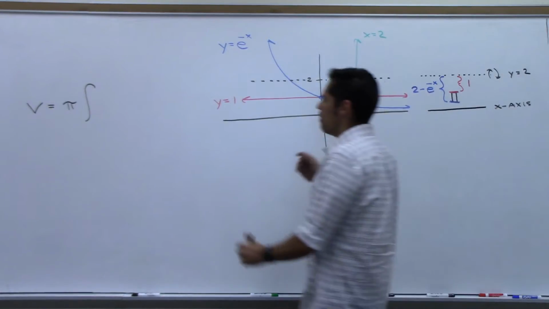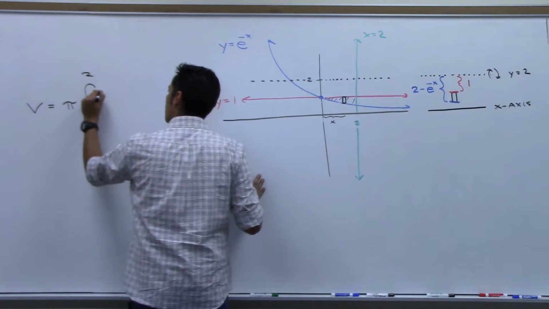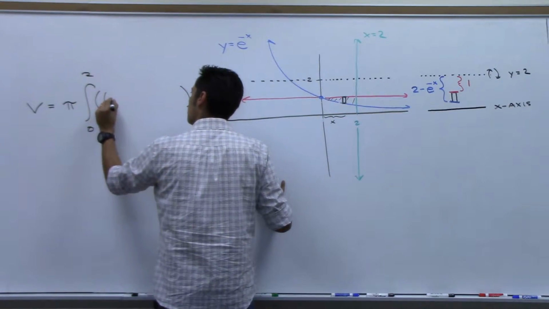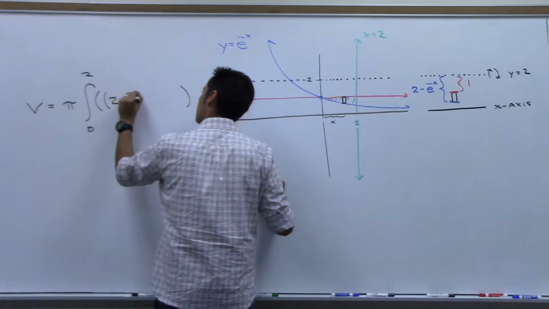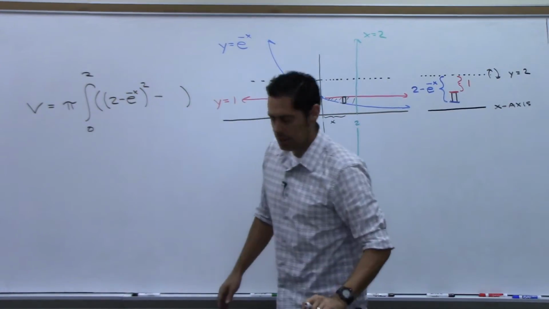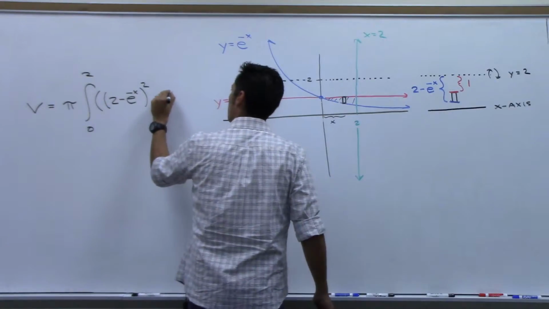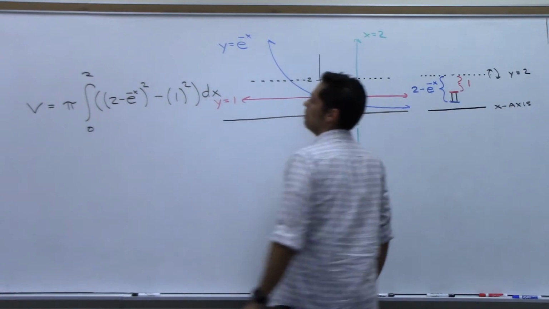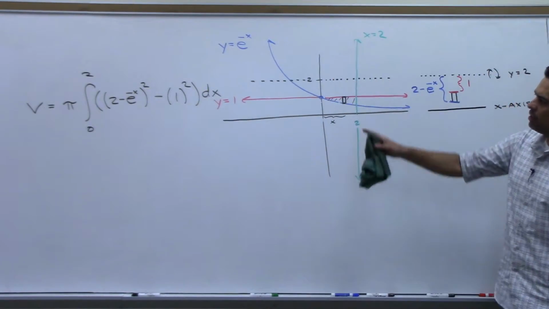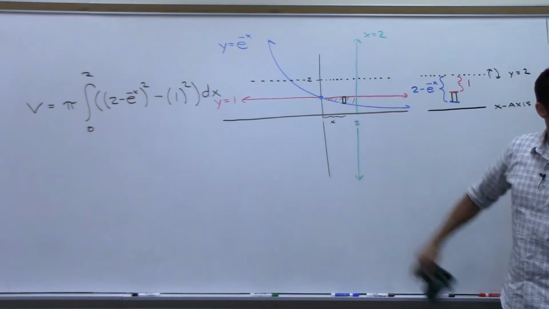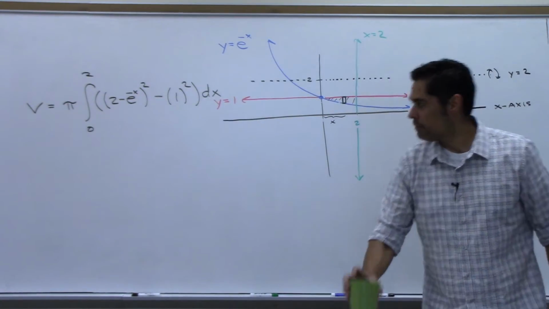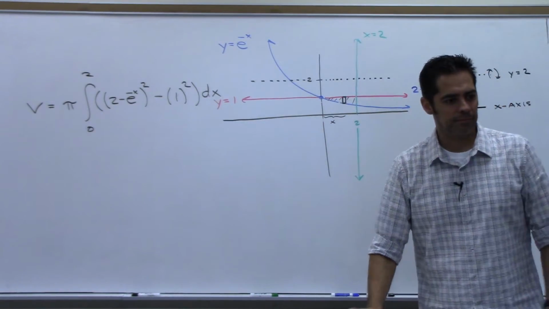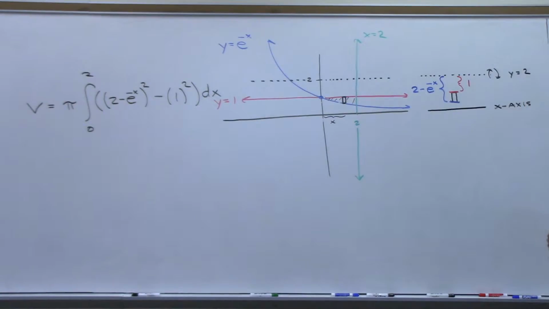Okay, so you said it's going to go from 0 to 2, right? Then outer radius, which was 2 minus e to the negative x, squared, minus 1 squared, which is 1. I'll just write 1 squared, and then dx. And you could expand that all out and do all that. No questions? All right. Good.